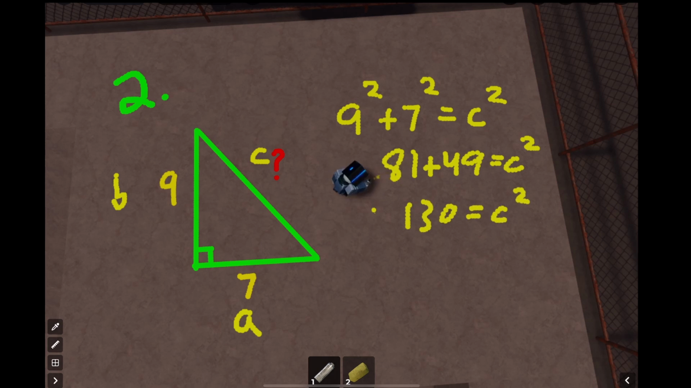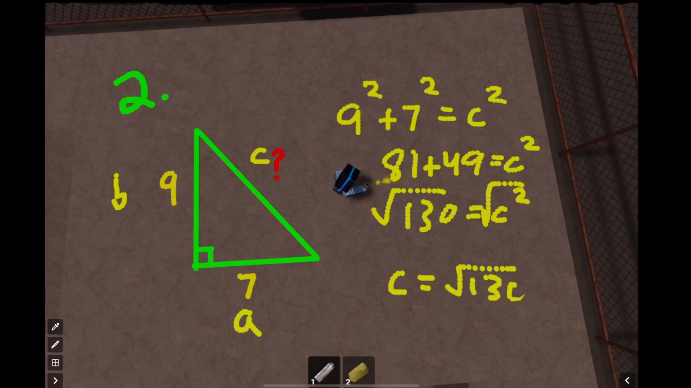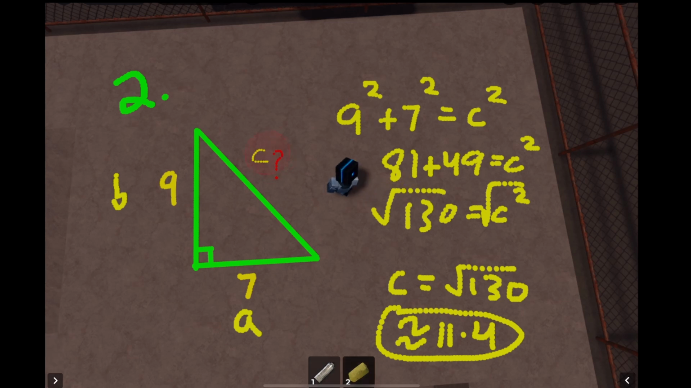Just take the square root of both sides to solve for C. And you get C is equal to the square root of 130. And if you want to know what that's equal to as a decimal, it's about 11.4. And just like that, we're done. Let me just put in 11.4 here. And we've now found the hypotenuse of this triangle. Let's go on to problem 3.